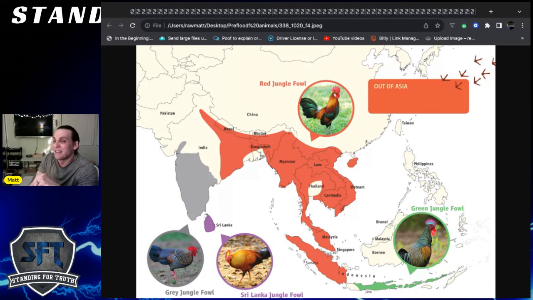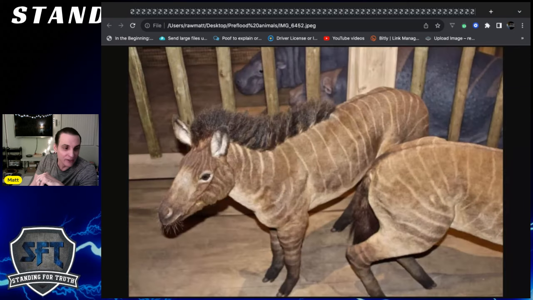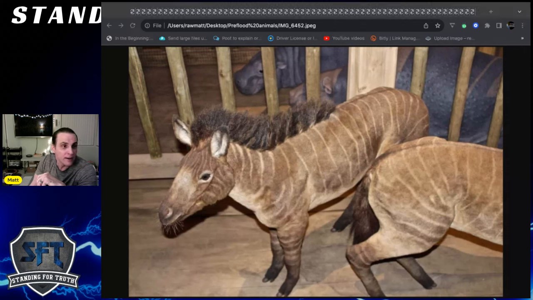Now, the most interesting, controversial one yet, and this is the horse species on the ark. Now, the Answers in Genesis has the small, tiny horse, Eohippus.